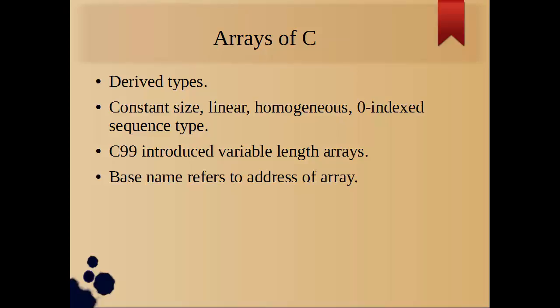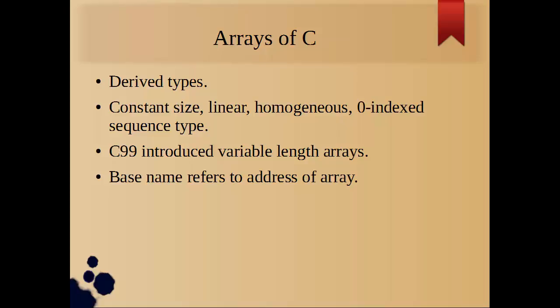Arrays are derived types. When I say derived types, that means arrays are not a type in themselves. That is, you can have an array of some primitive type: array of character, array of integer, array of float, array of doubles, and so on. Array of integer pointers. So this is a derived type, not a primitive type.